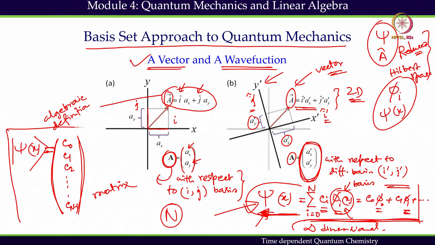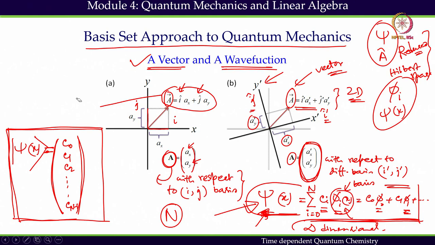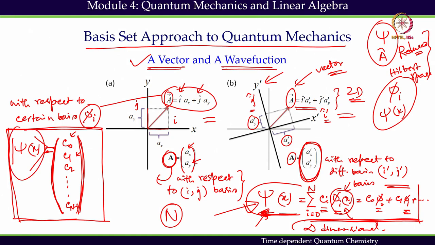And generally, we do not mention it very frequently, but we should remember that when you say that a function is represented by this column matrix with its components, this is with respect to a certain basis. Because if the basis is changing, this coefficient will also change, as we have seen here with two vectors. Similarly, if the basis changes, the coefficients will change. But in the end, the wave function will not change. It is just a different representation. So when you say that this is the representation of the wave function, we implicitly say that it is with respect to a certain basis phi i. We will stop here, and we will continue this module in the next session.